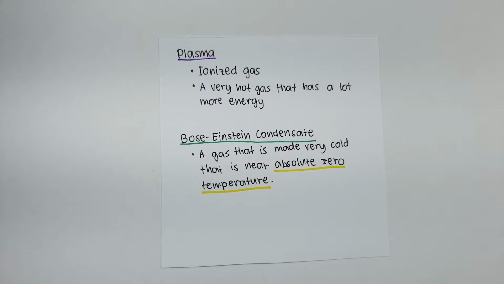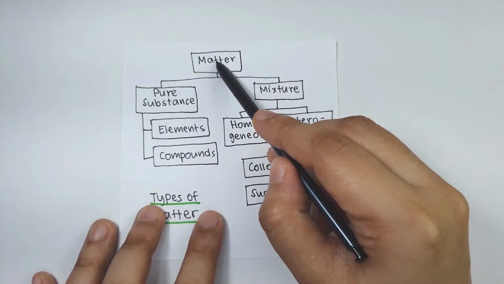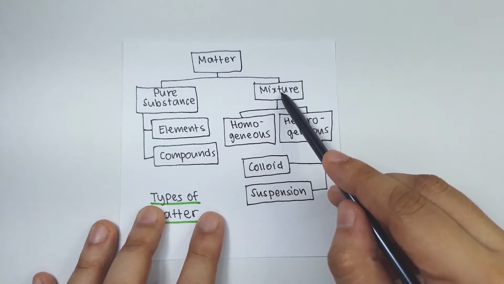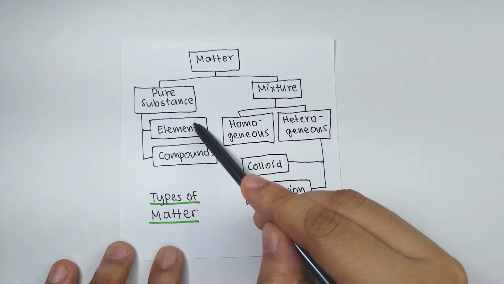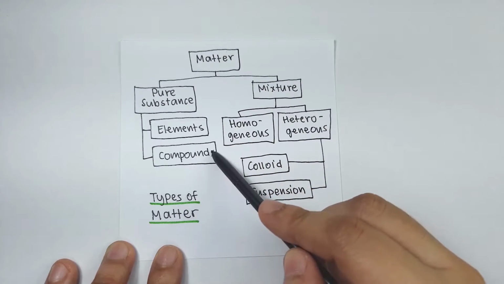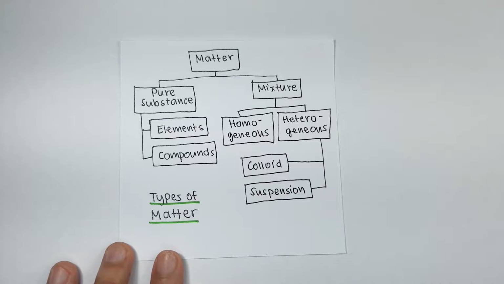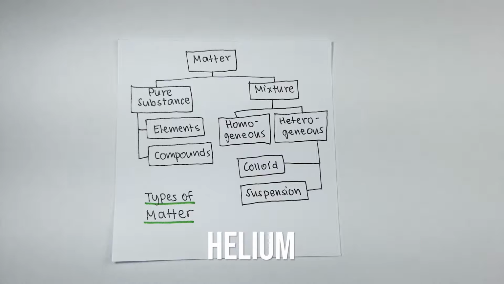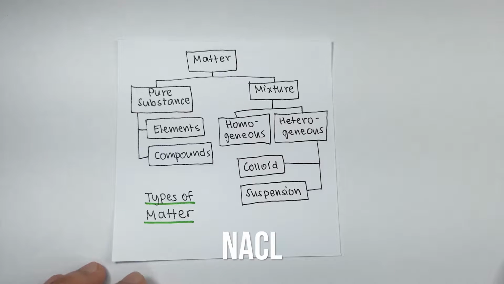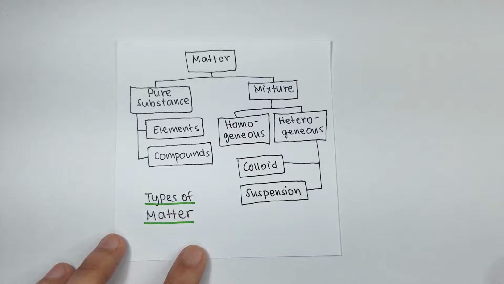Now let's talk about the types of matter. Matter can be classified as either pure substance and mixture. Yung pure substance can be divided into two basic types, elements and compounds. Yung elements, ito yung nasa periodic table of elements like oxygen, hydrogen, helium, and carbon. Yung compounds naman, these are two or more elements combined chemically. For example, H2O, CO2, sodium chloride, hydrogen chloride.